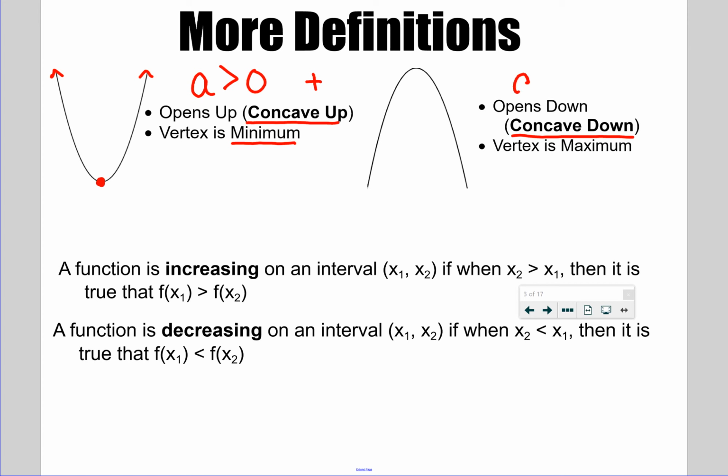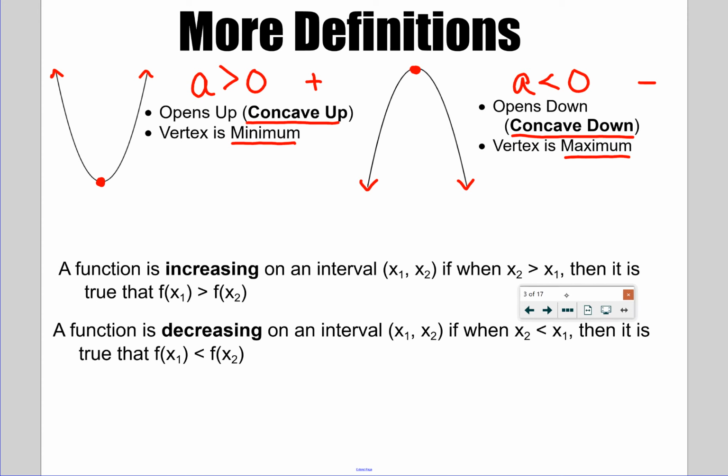If you have an a value that is less than 0, or negative, that's what will cause the parabola to open down or concave down. That forces your vertex to be at the top of the parabola, and therefore in this case we say that the vertex is a maximum.